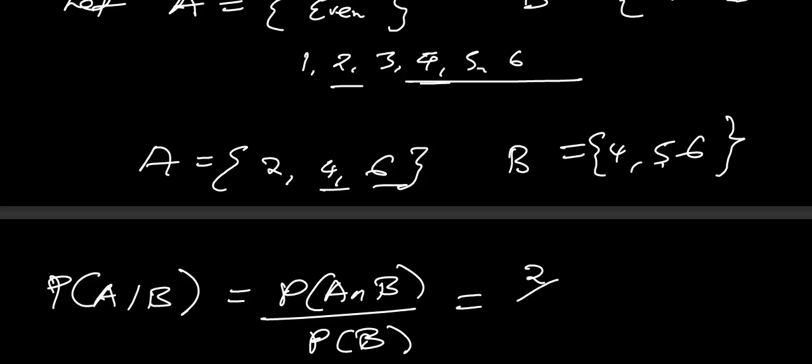So 2 over 6 divided by, what's the probability that a number that shows up is greater than 3? There are only 3 numbers, so that's going to be 3 over 6. When you solve this, this gives you 2 over 3. That's the probability that A happens given B.